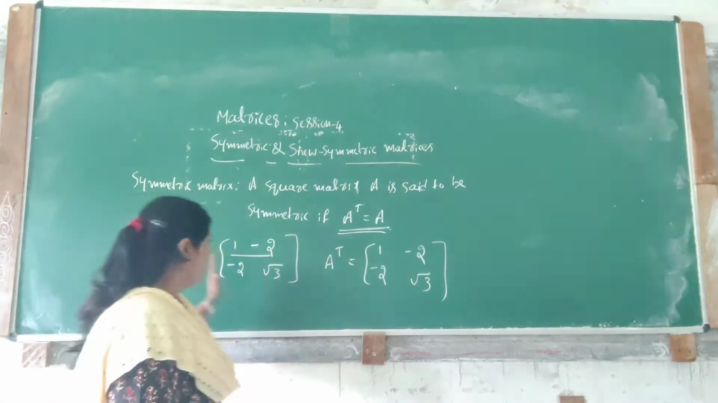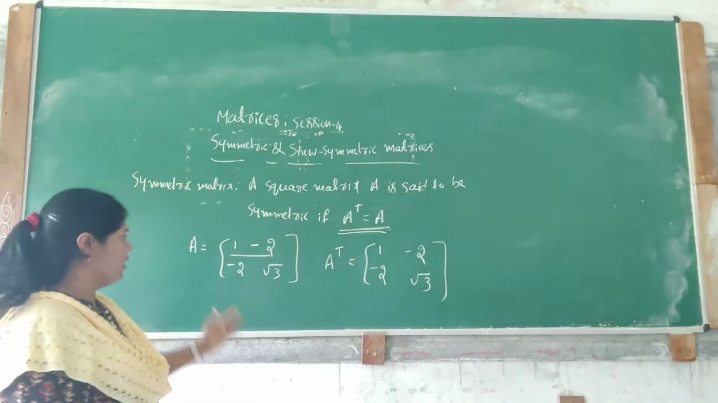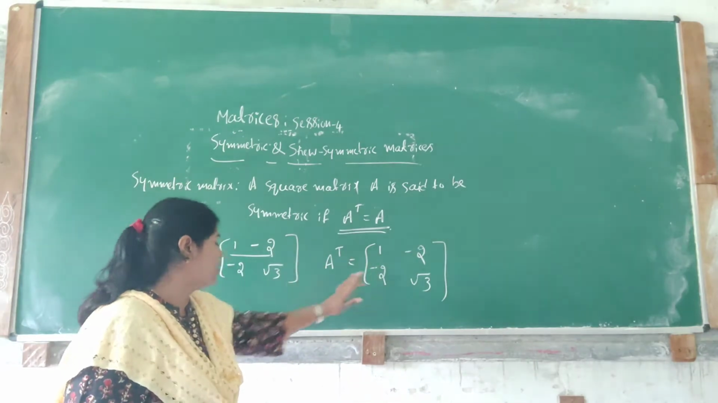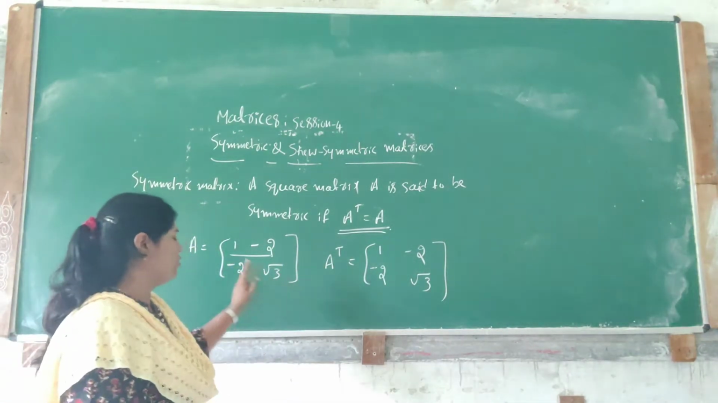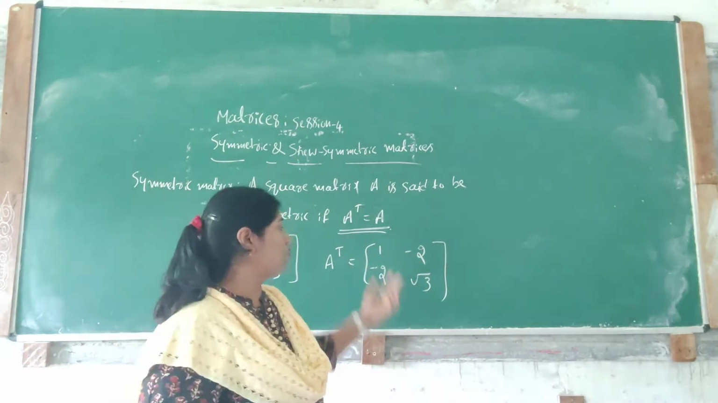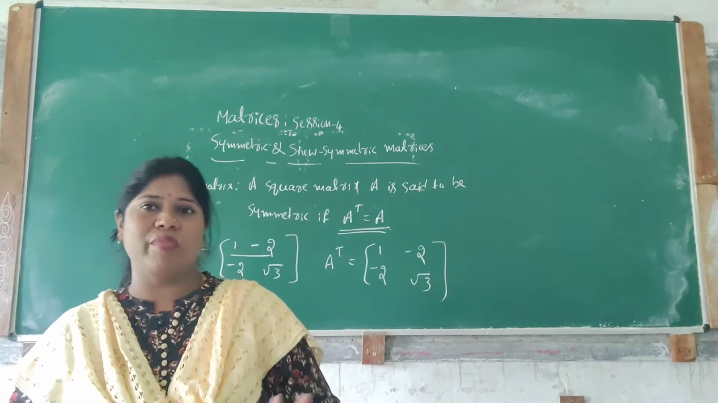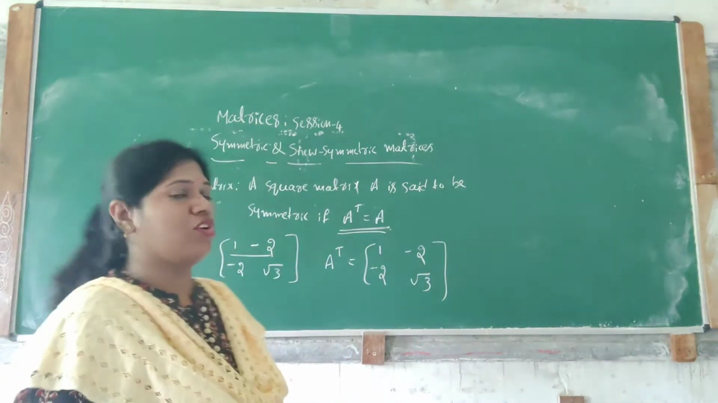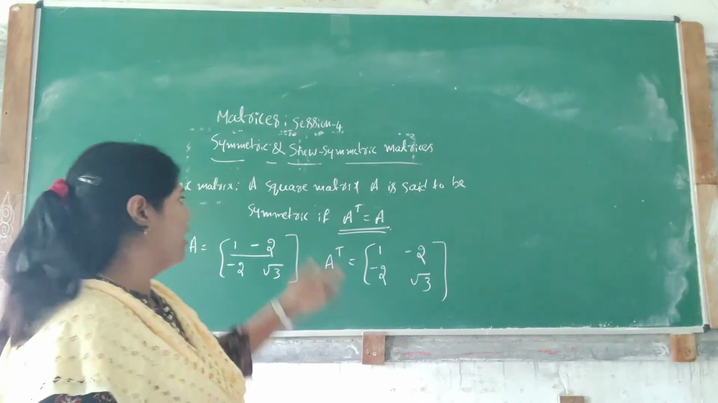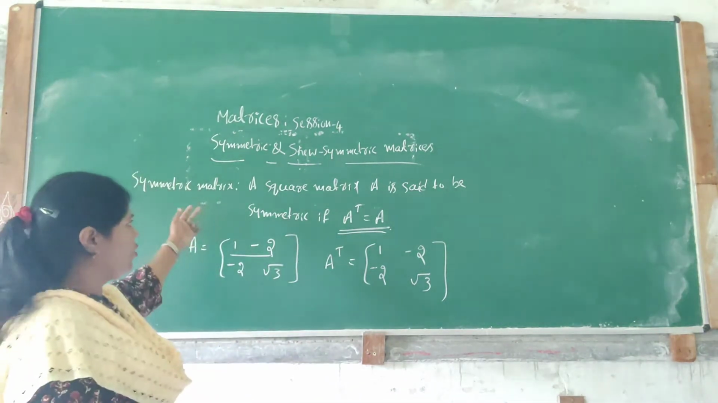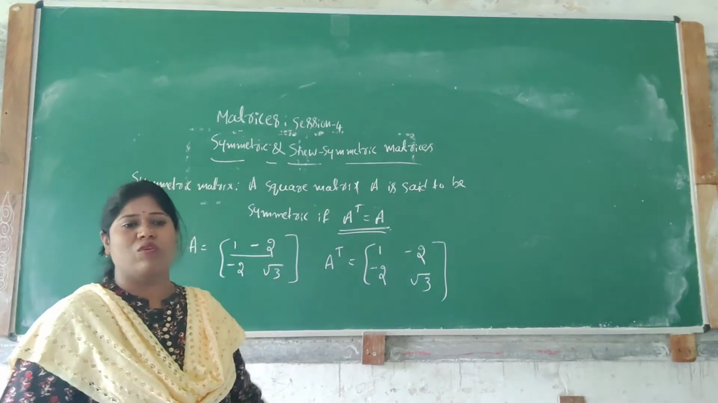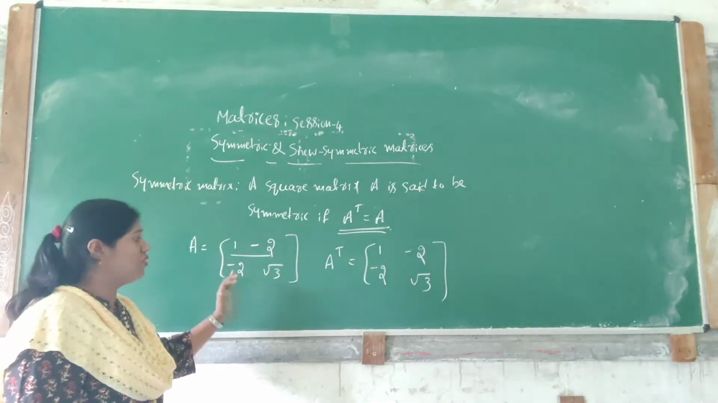Are both the matrices the same? Yes, they are the same. You can check the elements: 1, 1, minus 2, minus 2, minus 2, minus 2, root 3, root 3. So after transposing the matrix, you have to get the matrix A itself. Then it is called a symmetric matrix. What is the definition of a symmetric matrix? A square matrix A is said to be symmetric if A transpose is equal to A. So this is the given matrix A.